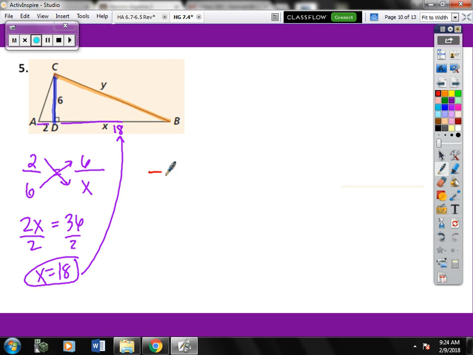Now for our next proportion, we're using y as the altitude. So it's going to go in slots 2 and 3. What numbers will I put in the other slots? Again, thinking about this as an altitude, think about the triangles that have this as a side of them. What would the, Kale?